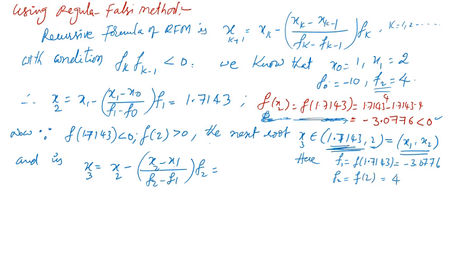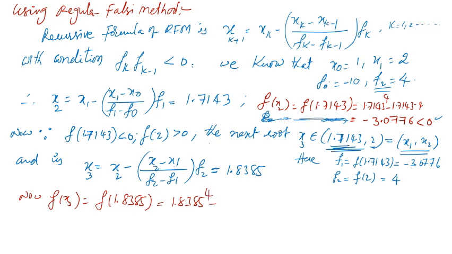So substituting all these values, I am getting x3 as 1.8385. Now let me calculate f of x3. That is f of 1.8385, which is 1.8385 power 4 minus 1.8385 minus 4. This f of x3 value is minus 0.4135, and this value is negative.